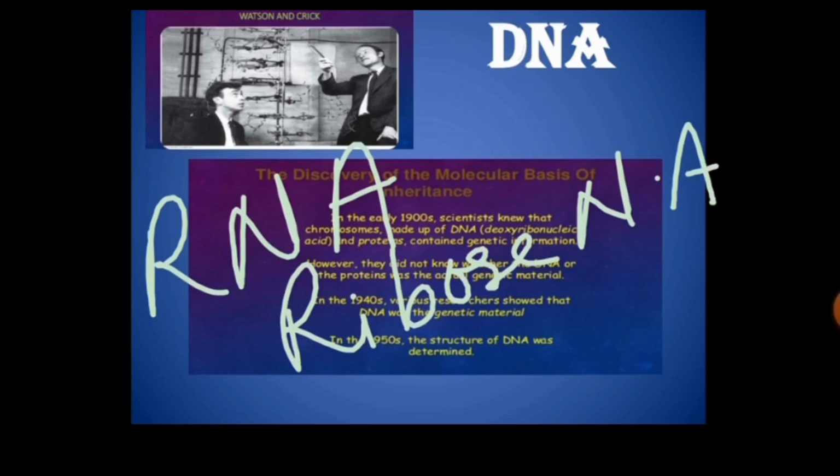RNA is a single-stranded structure, unlike DNA which has two strands. Now RNA is also a polymer.